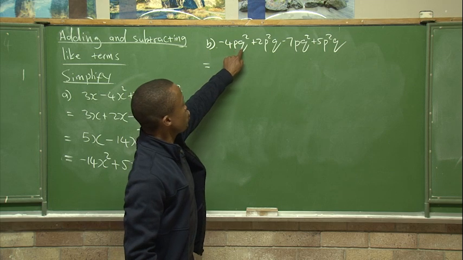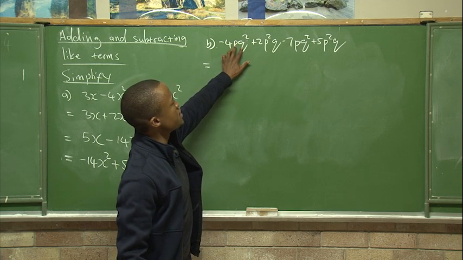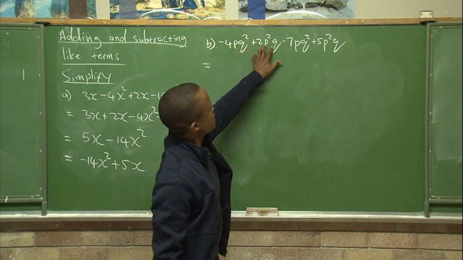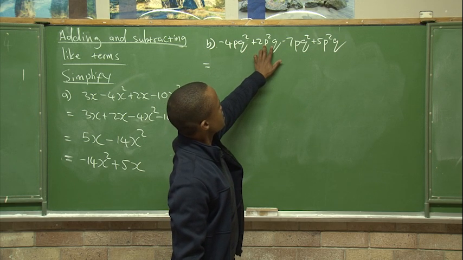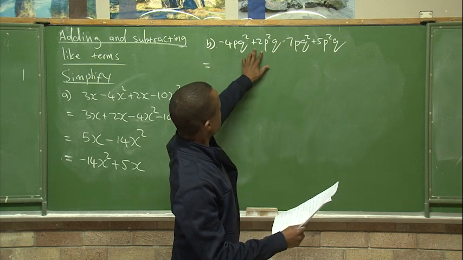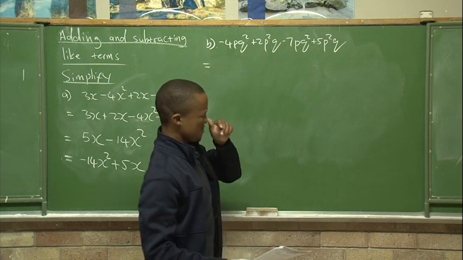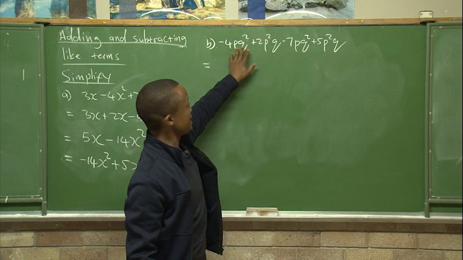We have p cubed q squared, so we're going to look for another term that is p cubed q squared, and that term is already there. So that's 2p cubed q squared. So we actually have three terms. Let me just check, okay, let me just start that again.